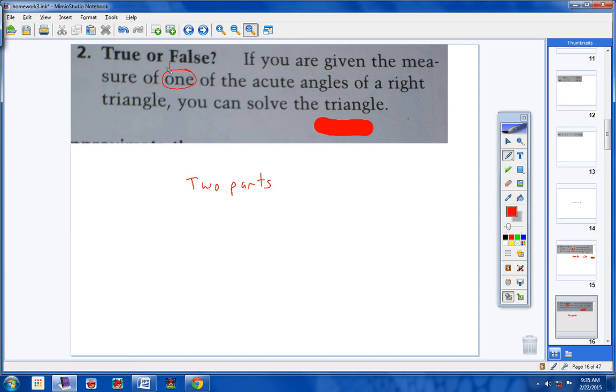However, let's pretend for a second that they gave you two acute angles. Could you still solve it? No, because you need at least one side. So false. You cannot solve that triangle. Okay? Alright, I hope that makes sense.